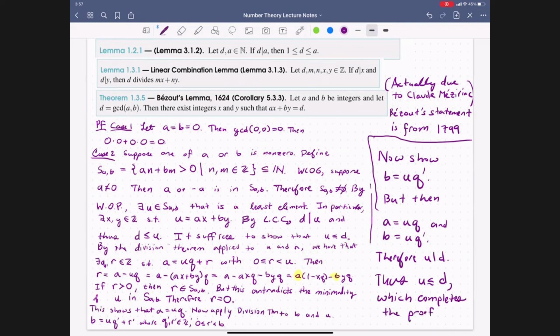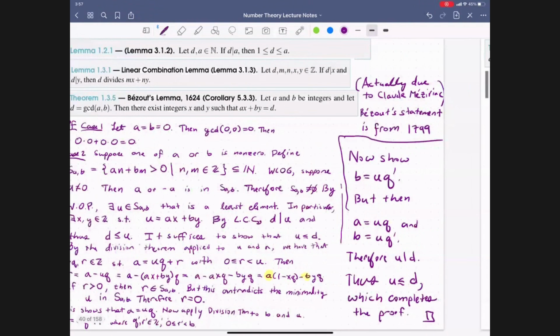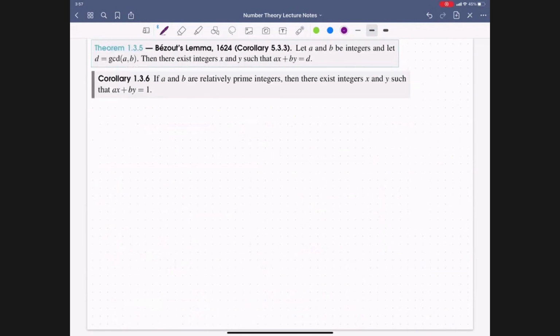And so now we are done with this argument. And a nice consequence of Bézout's lemma is the following. If A and B are relatively prime integers, then there exist integers x and y such that ax plus by is equal to 1. And this is just automatic, because if the GCD is 1, then Bézout's lemma tells us that there are integers x and y so that ax plus by is equal to 1. And so we are done with that statement.